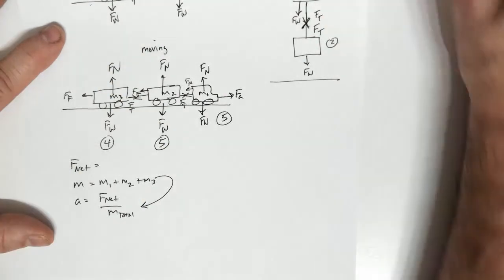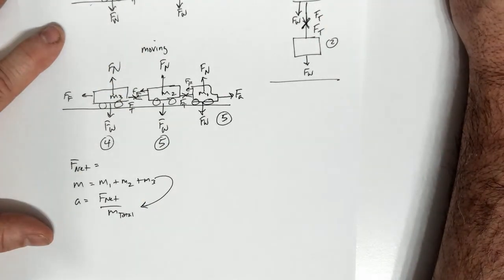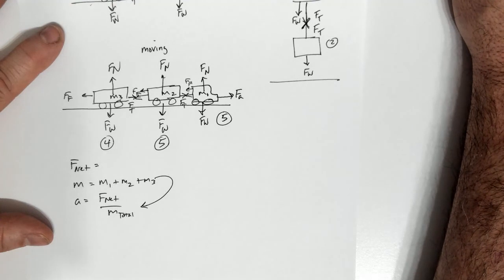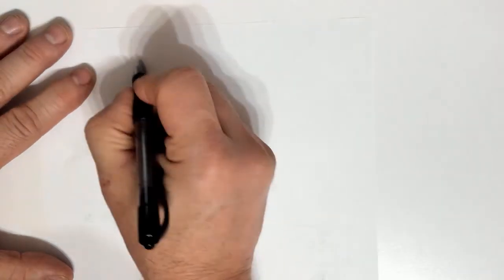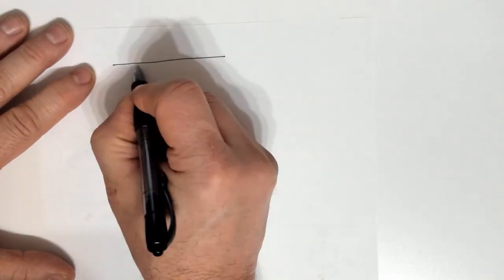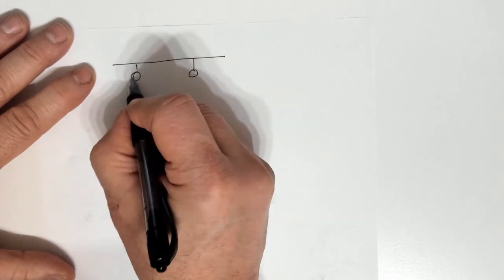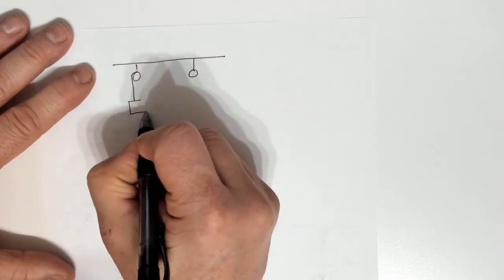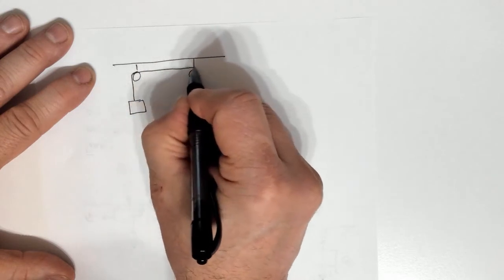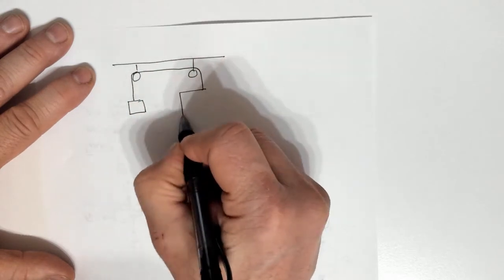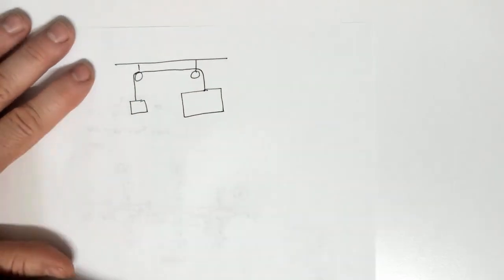Okay? Let's try another diagram or drawing. Let's see what we've got here. Let's look at maybe a situation where we have some objects attached to the ceiling and on a pulley. So here we have a couple pulleys. We have this box over here, and we have this box over here. Let's make this one bigger. Okay? And what's going to happen?